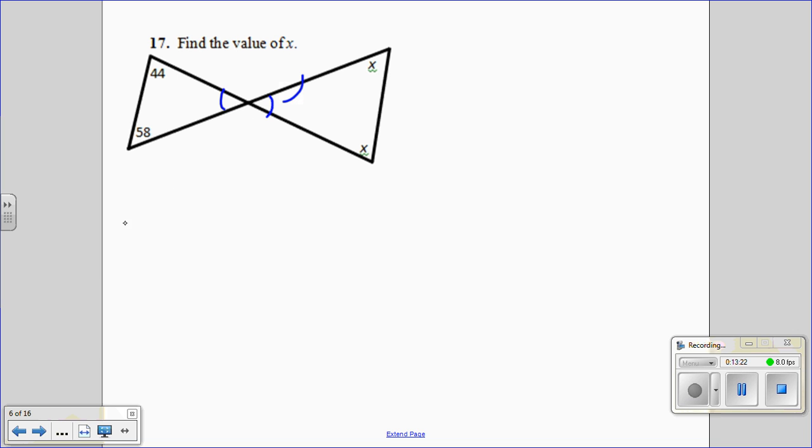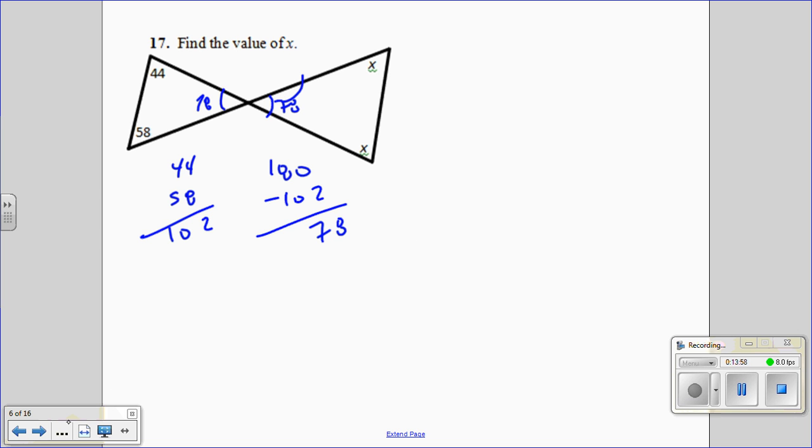So the first thing I would do is combine 44 and 58, which would end up giving me 102. And then take 102 from 180, which would end up giving us 78. So each one of these blue angles is 78 degrees.